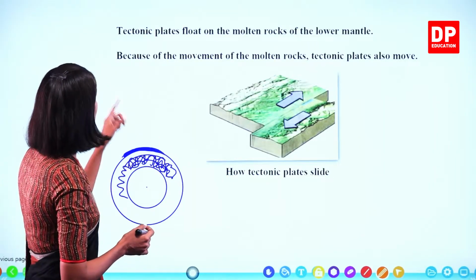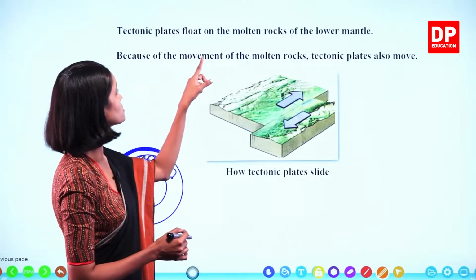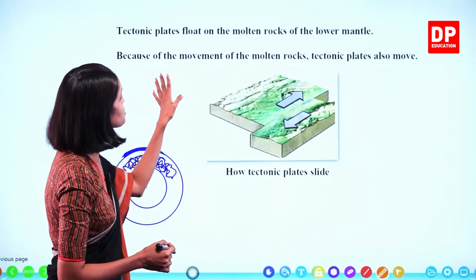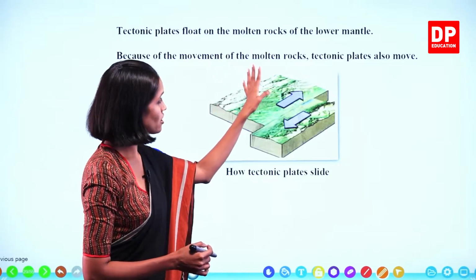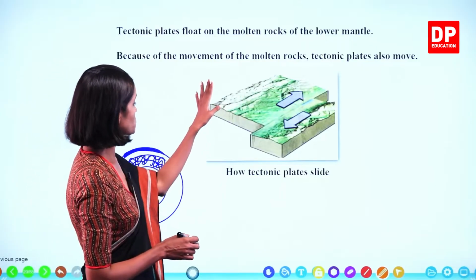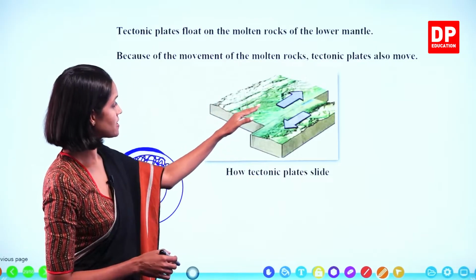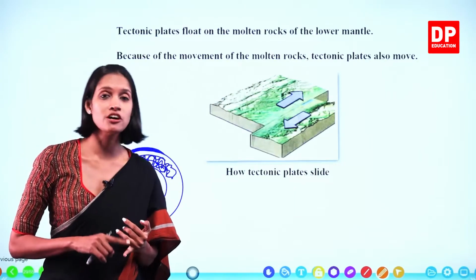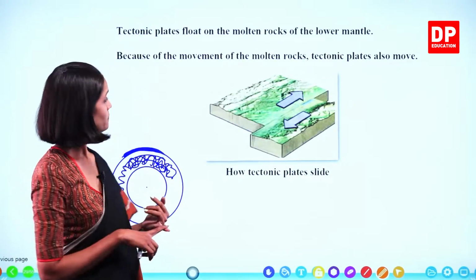Okay? Tectonic plates float on the molten rocks of the lower mantle, right? Because of the movement of the molten rocks, tectonic plates also move, right? So this picture shows how tectonic plates slide past each other, right? So now we know there are three types of movements of tectonic plates, okay?